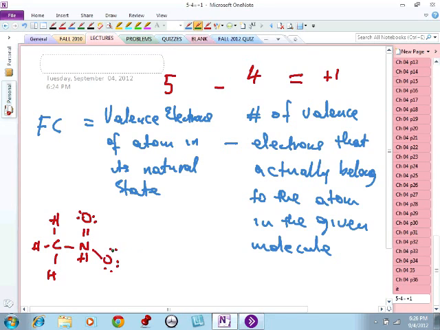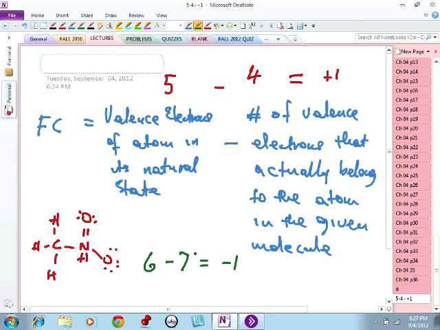Now we do the same thing for oxygen. If you look at oxygen here, what is the valence electron of oxygen in its natural state? 6. Okay, how many valence electrons actually belong to oxygen in this molecule? 7. Okay, that is 1, 2, 3, 4, 5, 6, and 7.